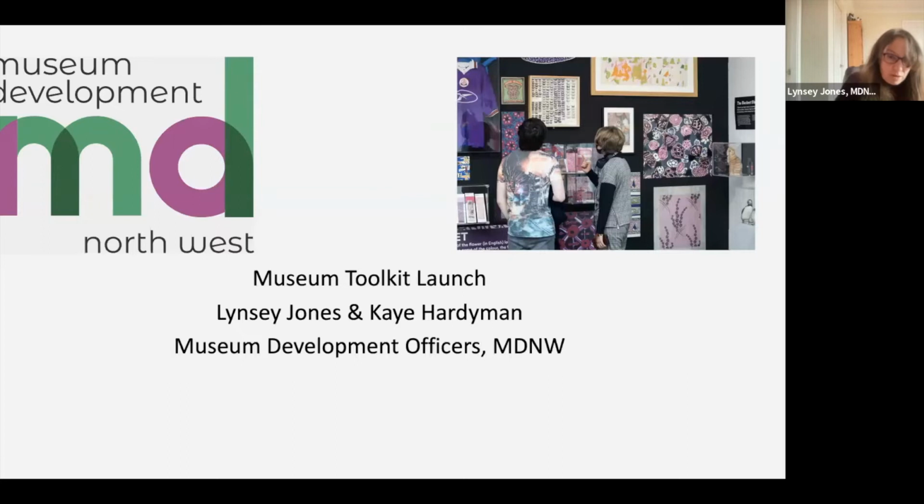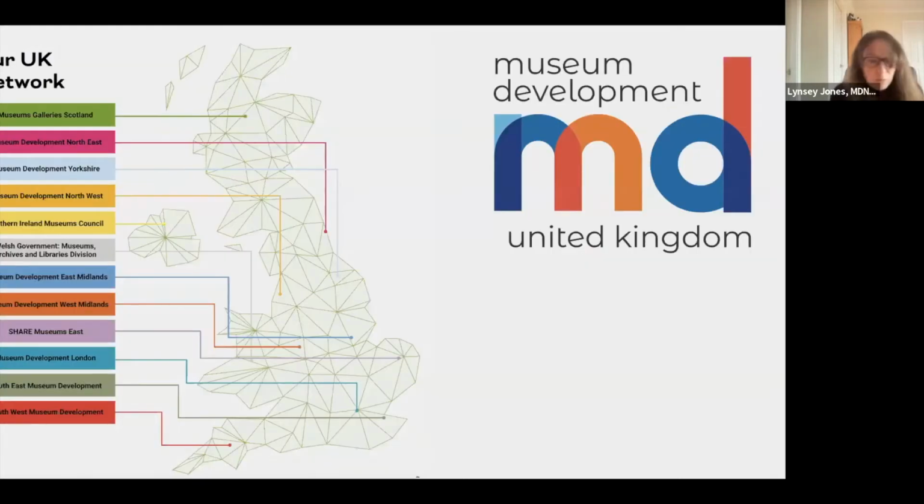Museum Development Northwest is part of a wider network of museum development teams across England, and we are funded by Arts Council England through the Museum Development Programme to support museums in the 9 English regions. We are also part of a wider network across the UK, working with museum development providers in Wales, Scotland and Northern Ireland.